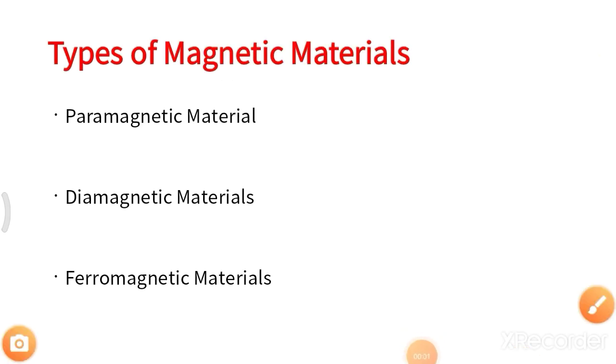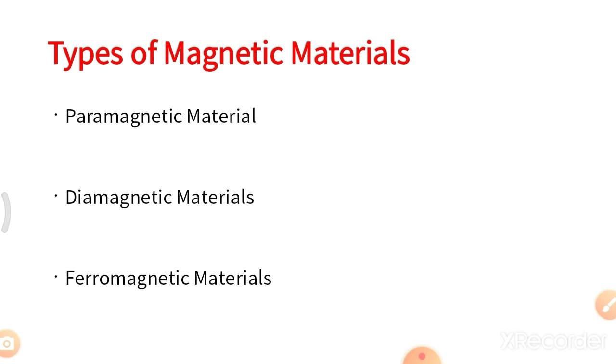Next term is types of magnetic material. The magnetic material is classified in three types. First, paramagnetic material. Second, diamagnetic material. Third, ferromagnetic material. The paramagnetic material is defined as the material which is not strongly attracted to magnet, known as a paramagnetic material.